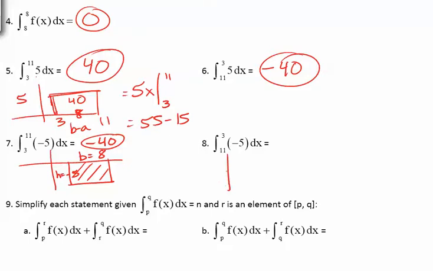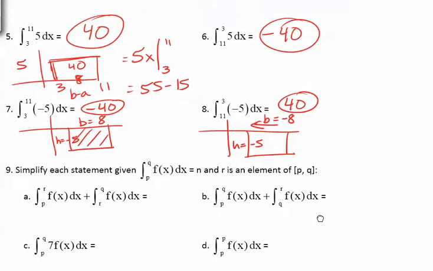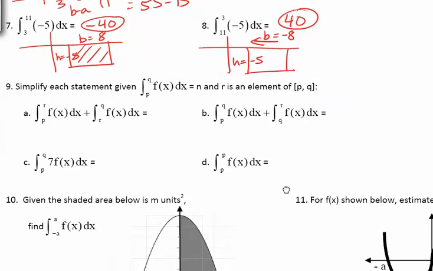And then in number 8, what are we really thinking of here? We're reversing the limits. So this time we're measuring right to left, so our base would be negative 8 and our height would be negative 5. So there's a good visual explanation. So we really have a double negative situation to give us an integral equal to 40.